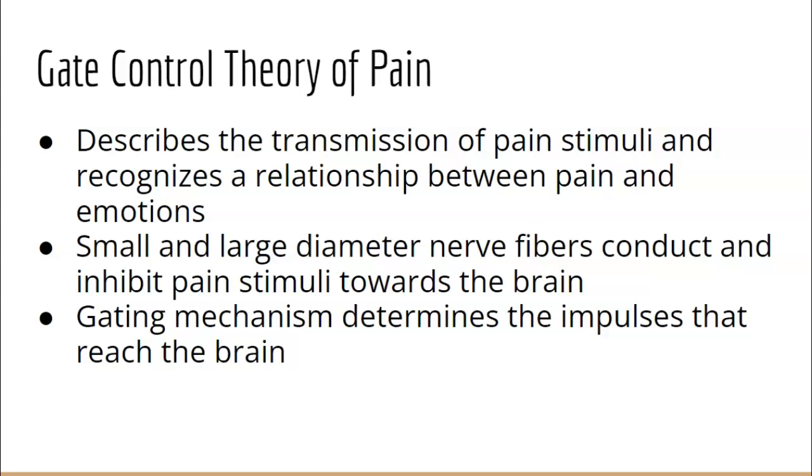So this theory describes the transmission of pain stimuli and recognizes a relationship between pain and emotions. It figures that small and large diameter nerve fibers conduct and inhibit pain stimuli towards the brain. The gating mechanism determines the impulses that reach the brain. For example, and you'll see this a lot, when you injure yourself, so say you run into a doorknob with your elbow and it hits your funny bone, we know that that can be painful.